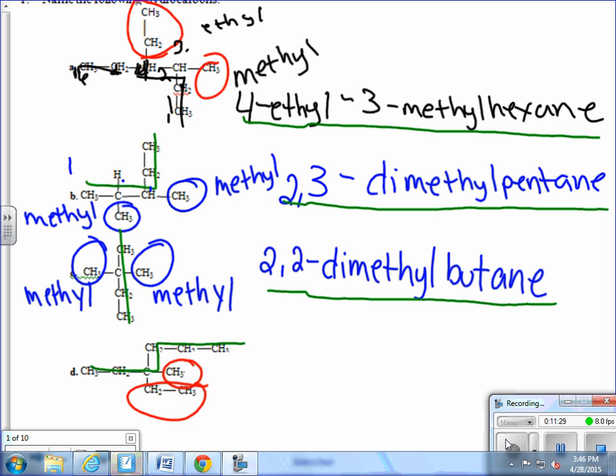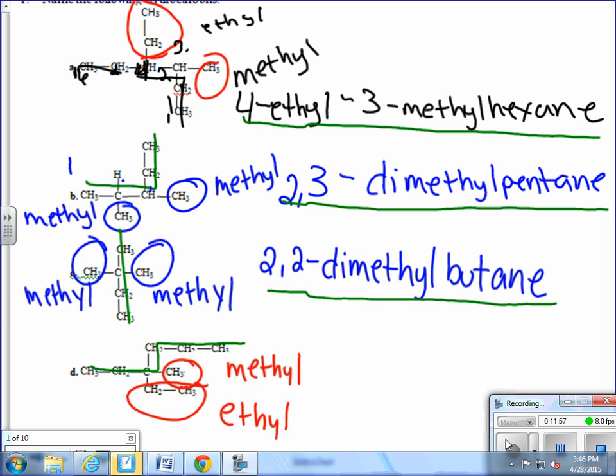Alright, so we need to name our branches. The top one, CH3, that's only 1 carbon. The prefix for 1 is meth. Branches end in -yl, so that's methyl. The branch on the bottom is CH2CH3, so we have 2 carbon. The prefix for 2 is eth. Branches end in -yl, so we have ethyl.